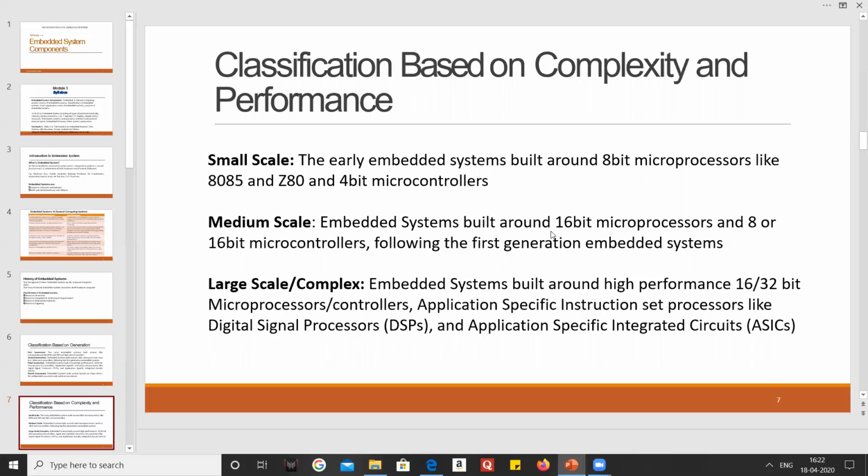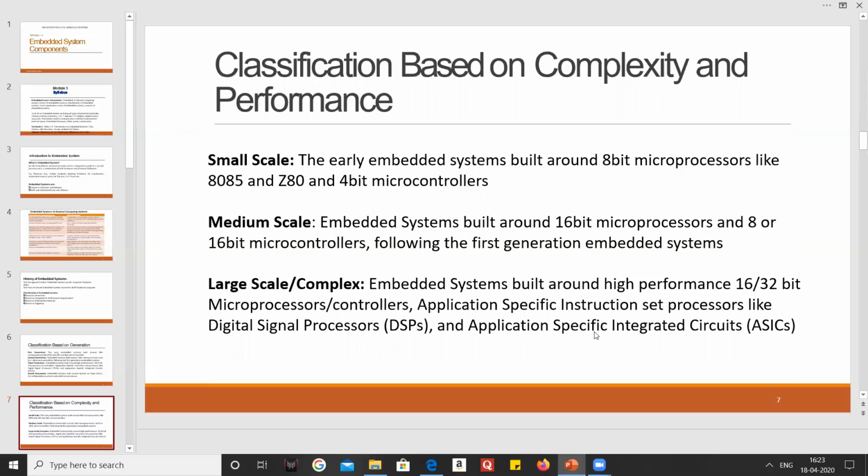And if we talk about large scale, as we have already seen in the generations, definitely we are talking here about digital signal processors and application-specific integrated circuits, widely used in the manufacturing sectors. The industries themselves use these kinds of machines to manufacture the product. I hope you're getting it. Maybe the automobile industry, to manufacture a car, has its own embedded system to manufacture different parts. So for that type of application we can think of application-specific integrated circuits.